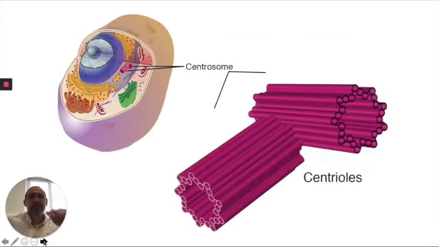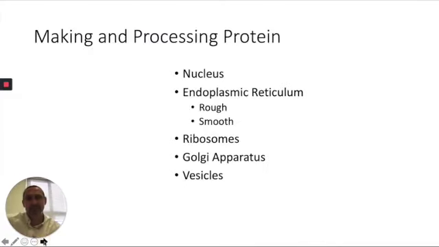Centrioles are useful for cell division. Now, you only find these in animal cells, but you can notice they're tube-shaped, so they're going to be made of microtubules, and they're useful to make sure when the cell divides, all the parts are divided equally.